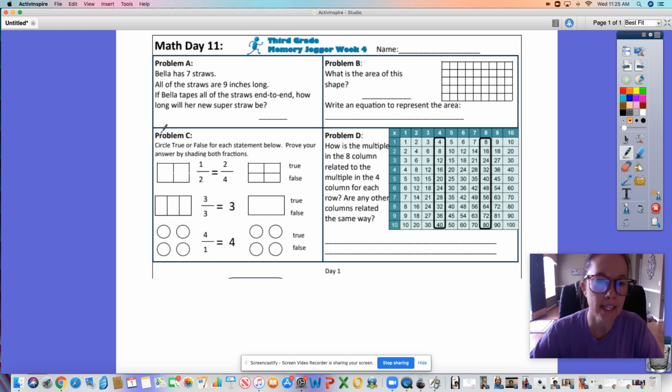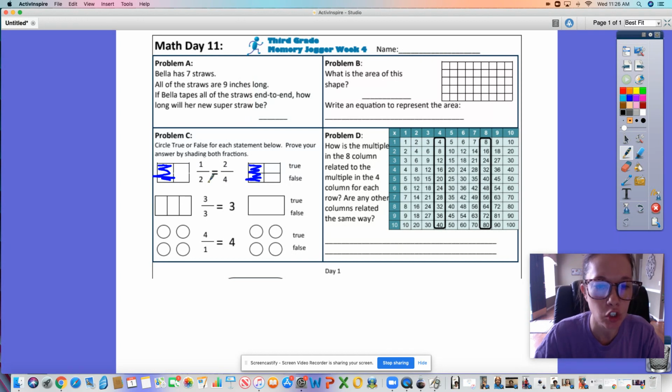So problem C says circle true or false for each statement below and prove your answer by shading both fractions. So I'm going to shade in 1/2 and shade in 2/4. And then I have to determine if these two fractions are the same. The equal sign means they're the same. That doesn't mean that the same number of pieces are colored in. It means that the same amount of the whole is shaded.